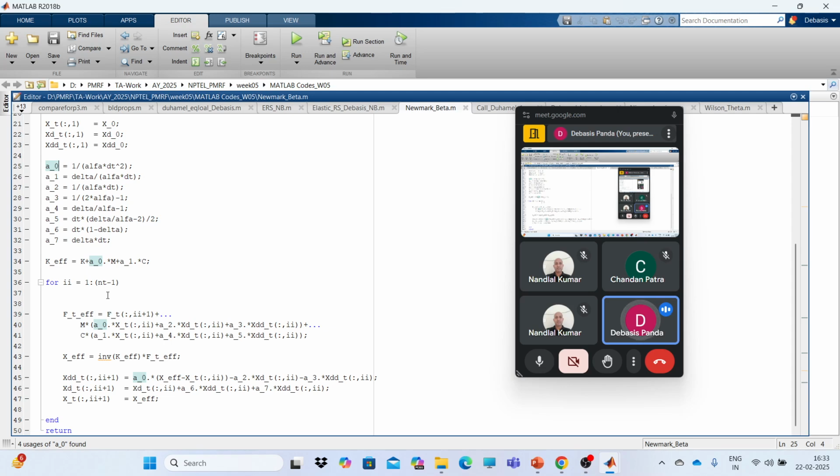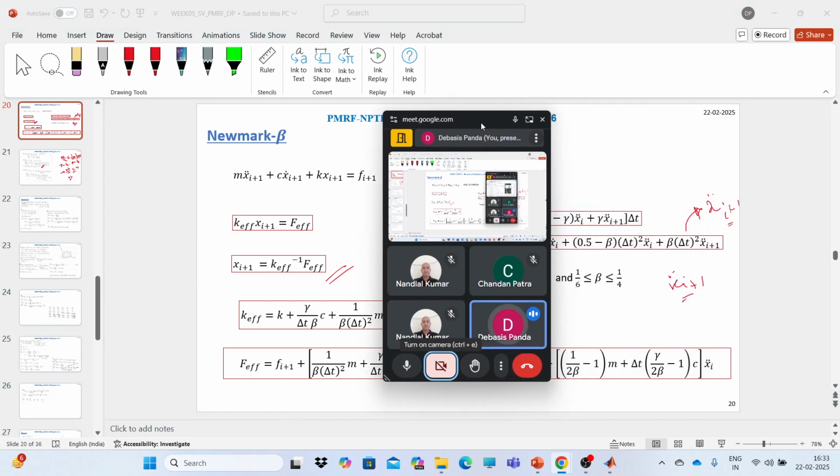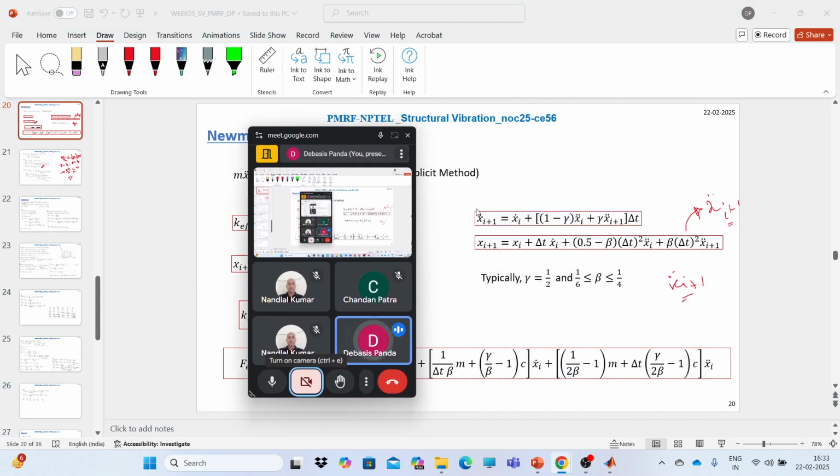So here what we need to write down is k effective and f effective, those long expressions of k and f. Once we have this k effective and f effective, we need to find the responses at i plus 1 second. That means these two expressions, x i plus 1 and x double dot i plus 1, from this expression. So look here.